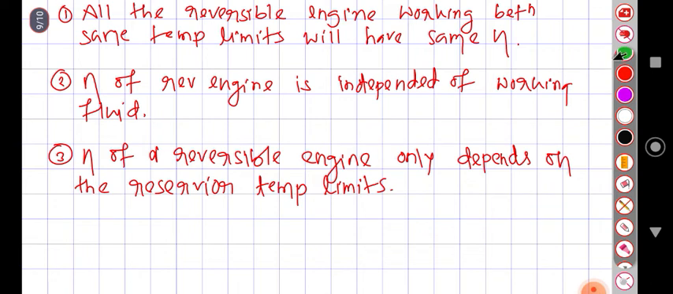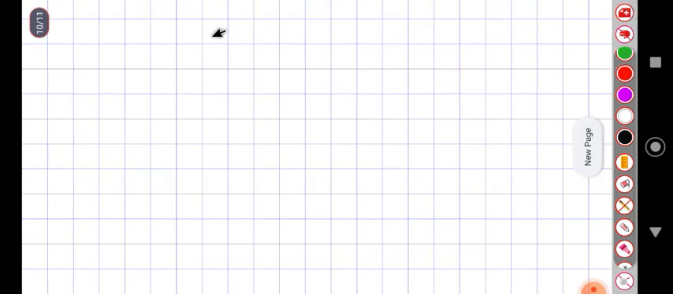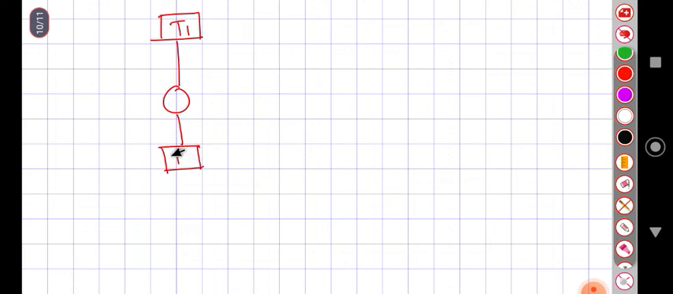Now see here, let me go to the next slide. Suppose this is the one reservoir I have taken, at temperature T1. Between this I have connected one device, the heat pump, operating between these two limits.